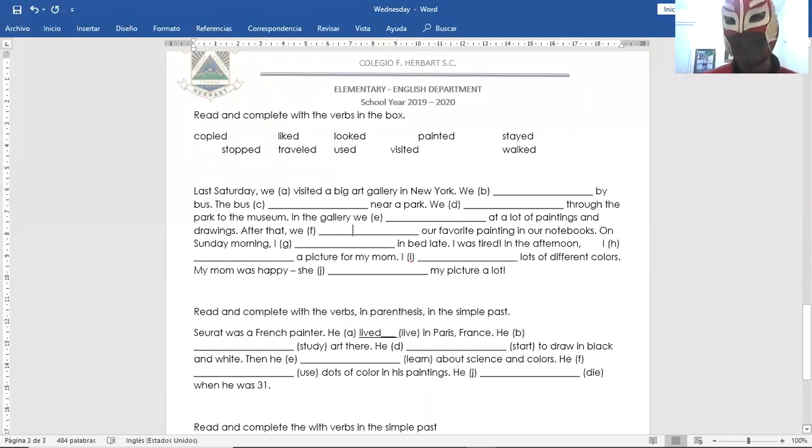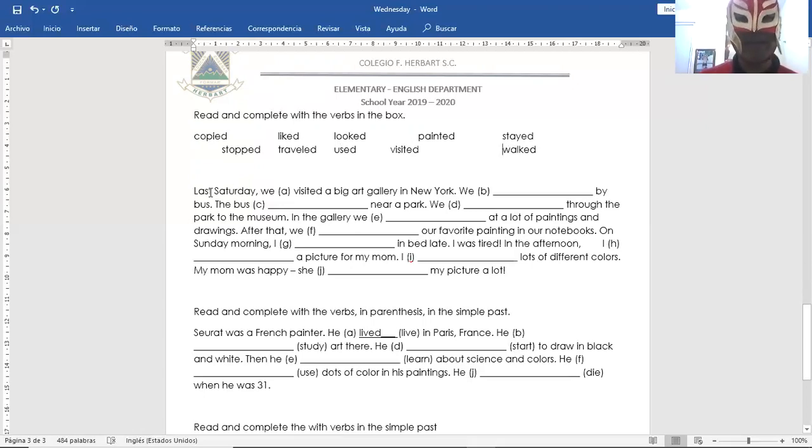Okay, let's continue. Read and complete with the verbs in the box. Right here, copied, copiar en pasado. Copió, copiaron, depending, okay? Like, gustar en pasado. Look, mirar en pasado. Paint, pintar en pasado. Stay, quedar en pasado. Stopped, parar en pasado. Traveled, viajar en pasado. Used, usar en pasado. Visited, visitar en pasado. And walk, caminar en pasado.